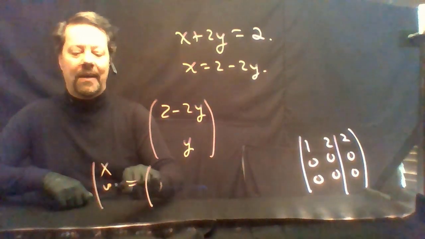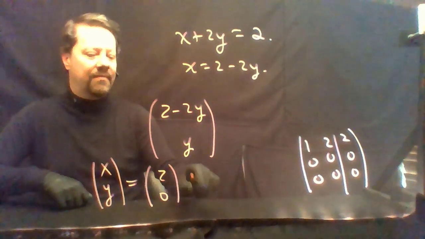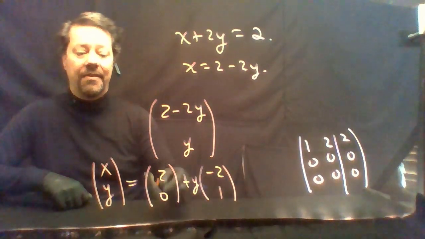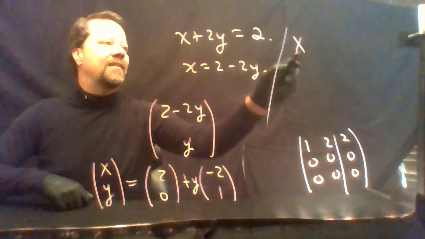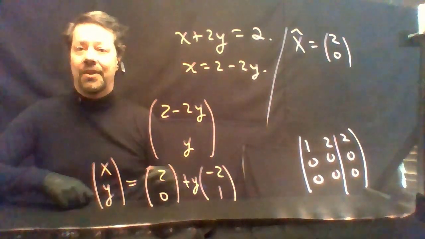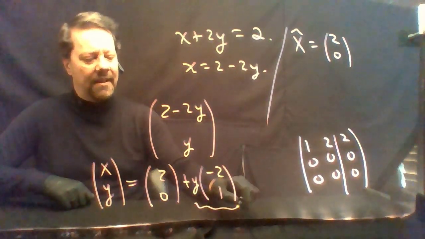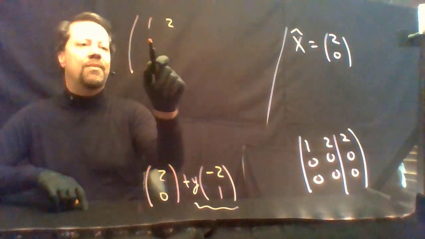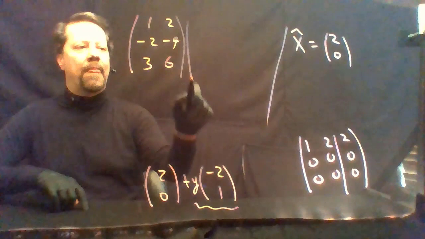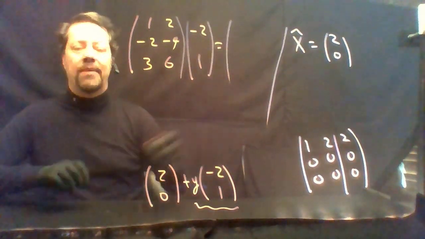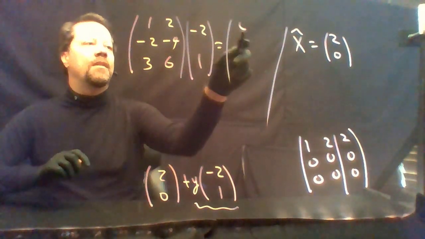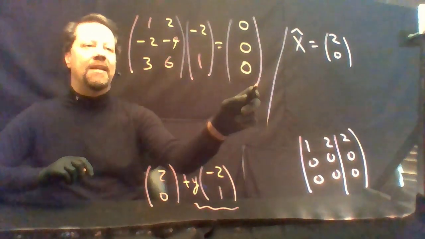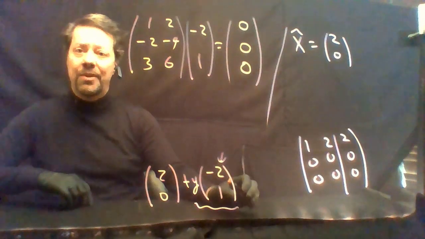We can think of our solution (x, y) as being of the form (2, 0) plus y, where y is any parameter at all, times (-2, 1). So if y is 0, then x equals 2, y equals 0 works. That should certainly be one solution. I want to think about this other part, this part (-2, 1). You'll remember that the original matrix was 1, 2, -2, -4, 3, 6. I'm going to multiply that by (-2, 1) and see what I get. I'll have -2 and 2 makes 0. +4 and -4 makes 0. -6 and 6 makes 0. That means this is a homogeneous solution.